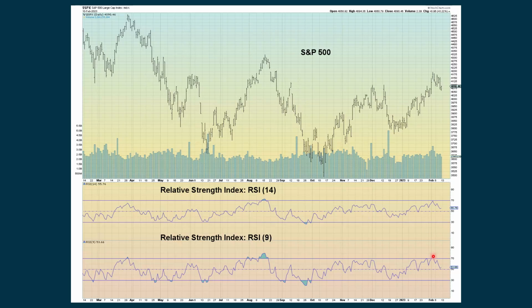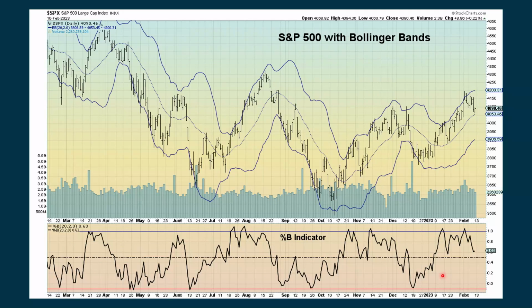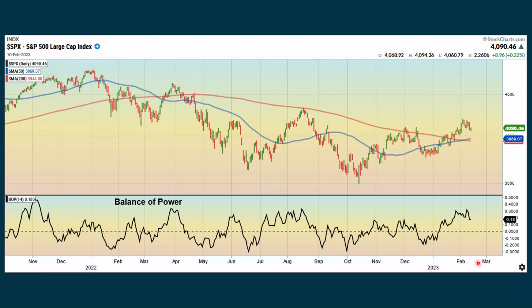The RSI 9, which is touchier, after giving us an extreme positive reading, has been coming down, and it's going back up, and it's still above 50. So this is positive. Our percent B indicator measures when we go outside of the Bollinger Bands, either to the upside or to the downside. We did have a recent extreme positive reading, but since then we've been dropping back. We turned up a little bit on Friday and we're above the dashed line, so this is positive.